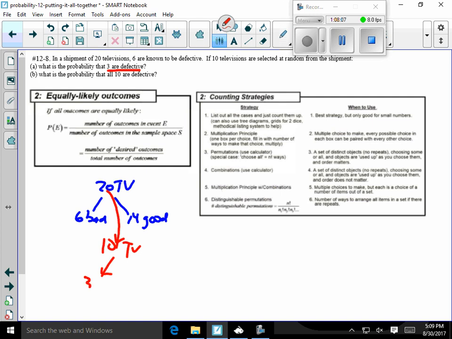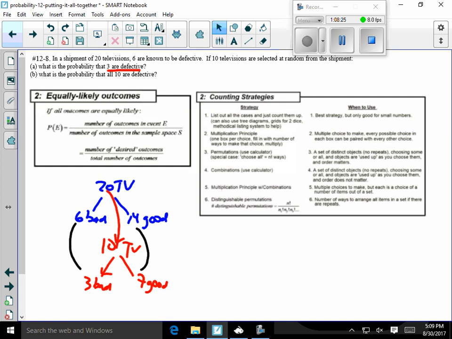So 3 have to be bad, and that means that we would have 7 that are good. So what that looks like to me is that we're drawing 3 bad TVs out of the 6 bad ones and 7 good TVs out of the 14 good ones, right? So let's look at these strategies for counting.